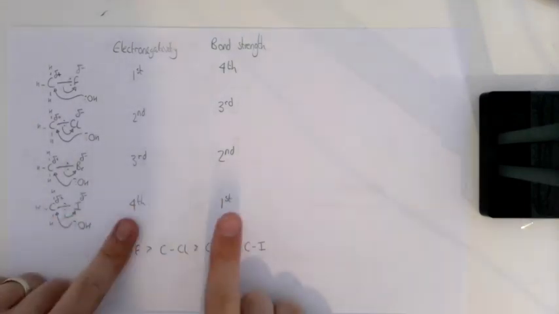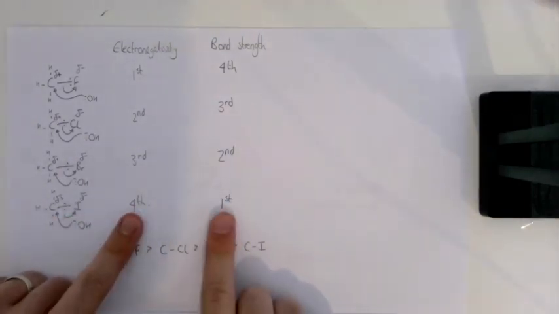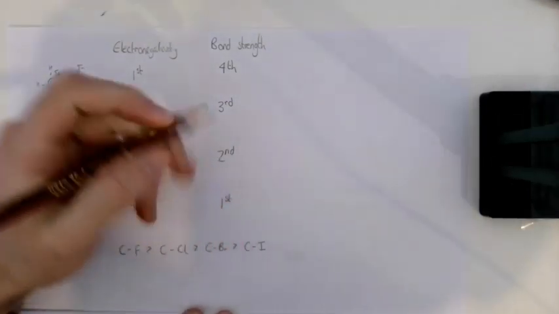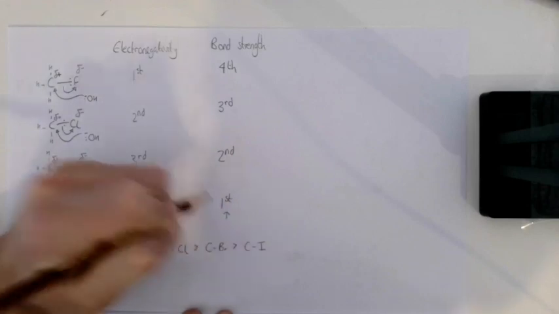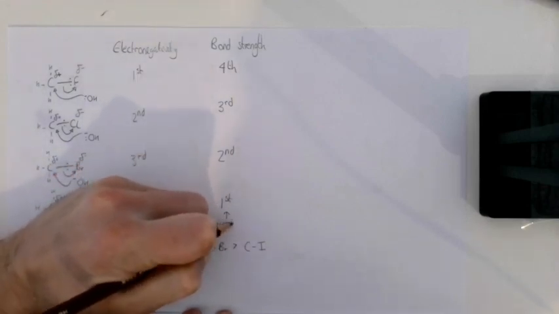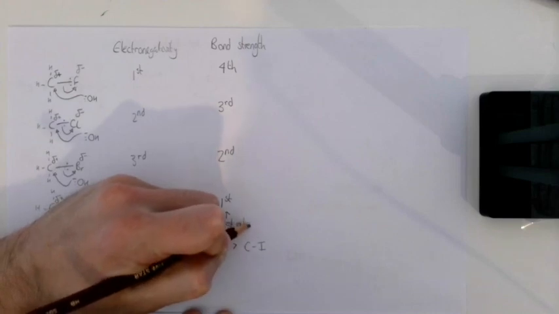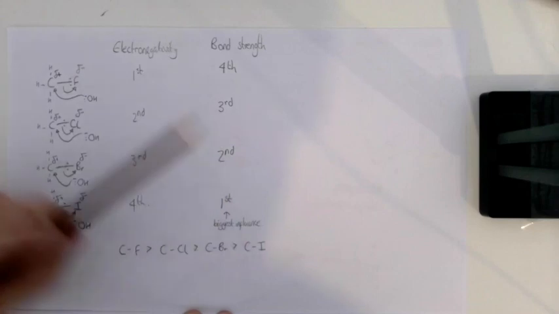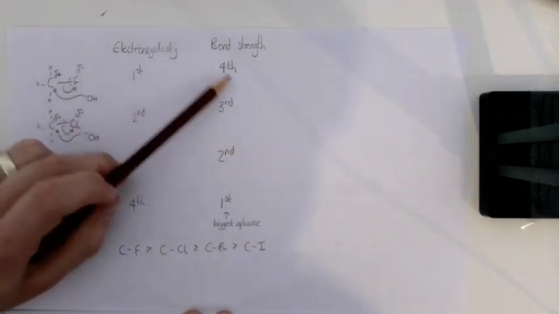So we have these two factors which we need to decide which one is more important. The one that has the biggest influence is actually the bond strength. So the biggest influence is bond strength, and therefore actually the relative rates of reaction are dictated by the bond strength.